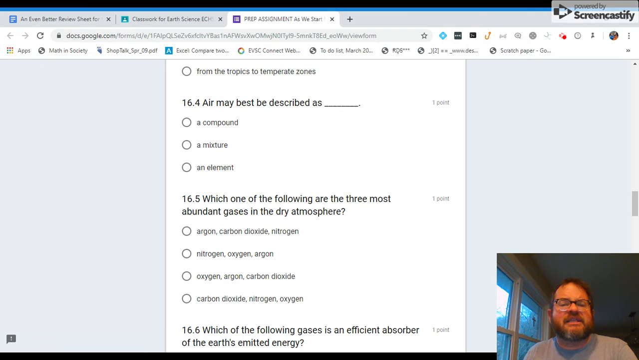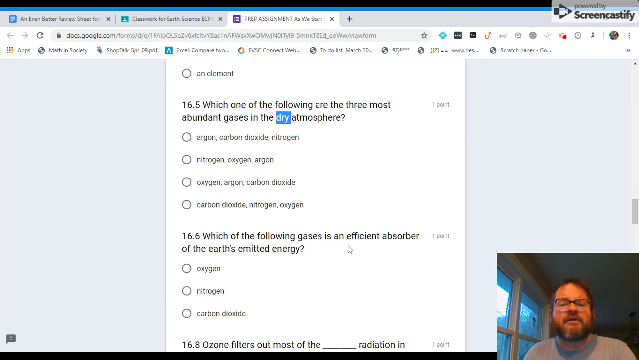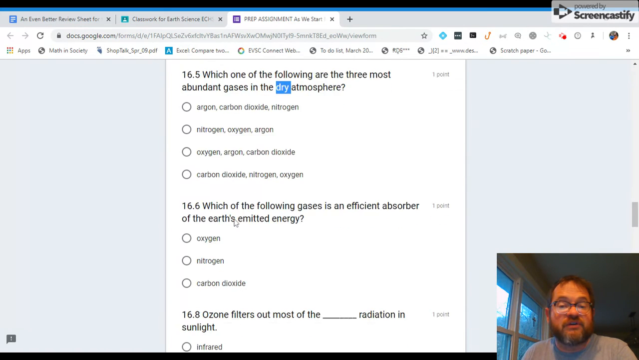Like this one here was asking you what were the three most abundant gases in the atmosphere. The word dry here means we're forgetting about water vapor for right now. And so the big three in the Earth's atmosphere are nitrogen, oxygen, and argon. You add those three up and you have 99% of the Earth's atmosphere.